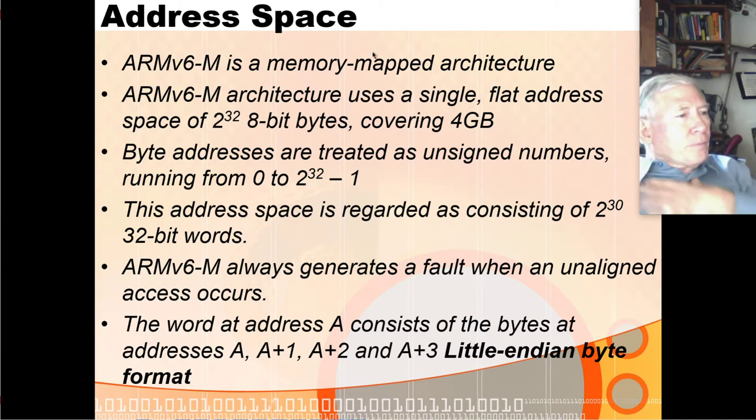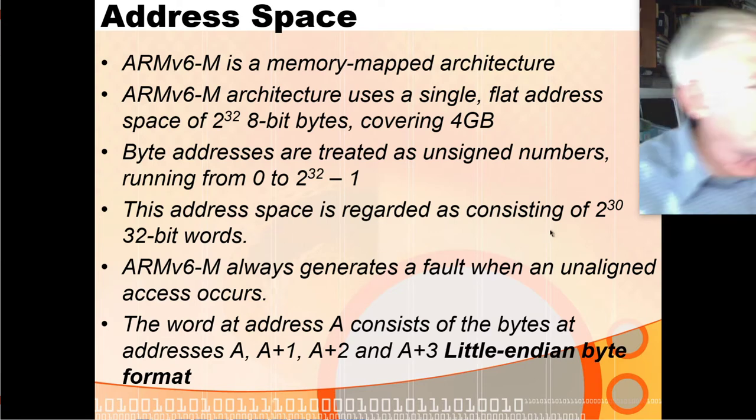All right, so this chip is a memory mapped architecture, which means that everything is mapped into the address space somewhere. All the I/O registers, all the program locations, all the random access memory locations, it's all mapped into this 4 gigabyte address space. All bytes are always treated as unsigned numbers, and they go from 0 to 2 to the 32nd minus 1, which is 4 gigabytes. This address space is regarded as consisting of 2 to the 30th 32-bit words. But each location is actually a byte.